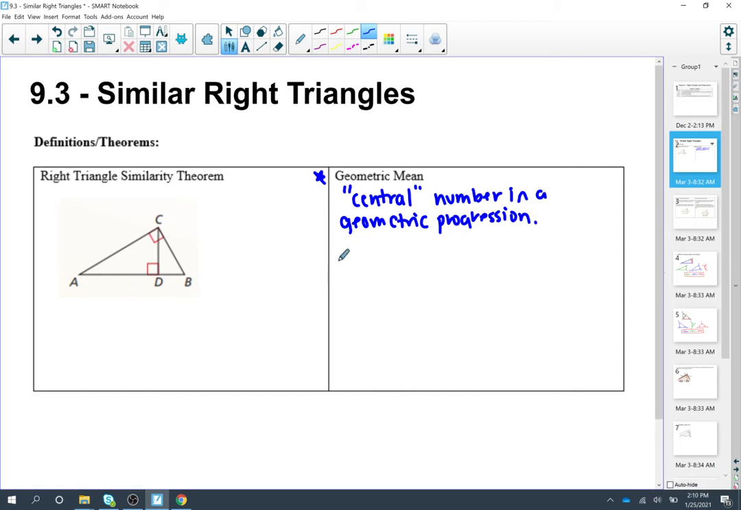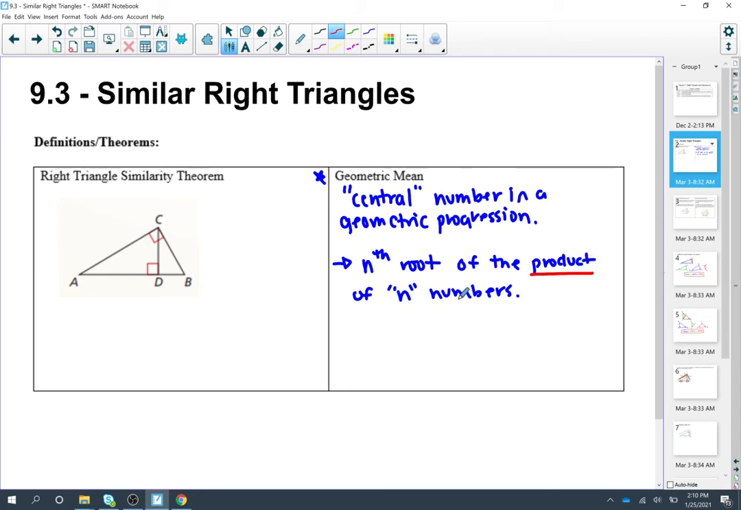So the way we calculate a geometric mean is it's the nth root of the product of n numbers. Okay, so let's think about what that means. It's the nth root of the product of n numbers. So first of all, product means multiply.